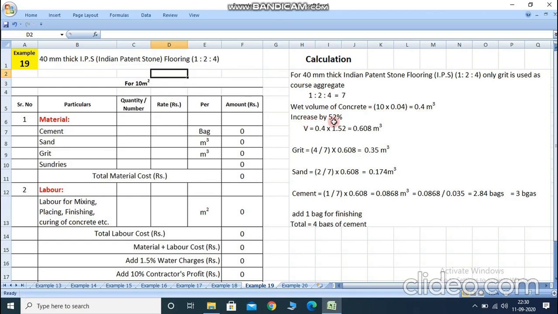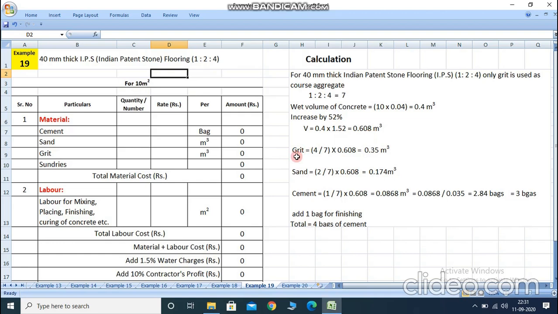Now increase by 52%. So here 0.04, we take 40 mm thick plaster, clear? 40 mm thick IPS. So here we take 0.04, converted into meters. So we got the answer 0.4 meter cube. Now increase the 52% as wastage and change in volume. So total wet volume is 0.4 multiplied by 1.52. So we got the answer 0.608 meter cube.